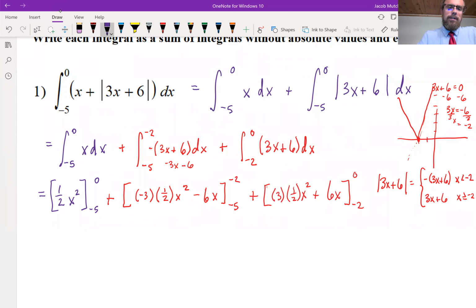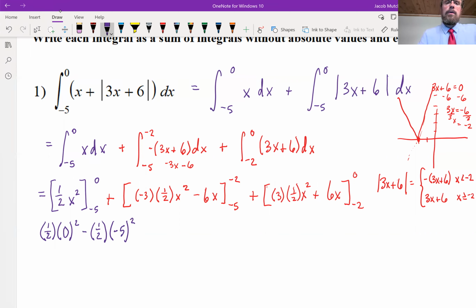So according to the fundamental theorem, I can evaluate this by plugging in 0 to the function and then subtracting from it the function evaluated at -5. So this is going to become half times 0 squared minus half times -5 squared.